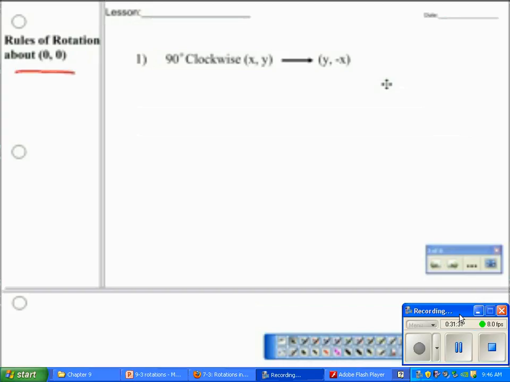I looked at somebody's notes first block, and they had the new coordinates written down all wrong. I thought, how in the world? Right, that's a reflection, sorry.